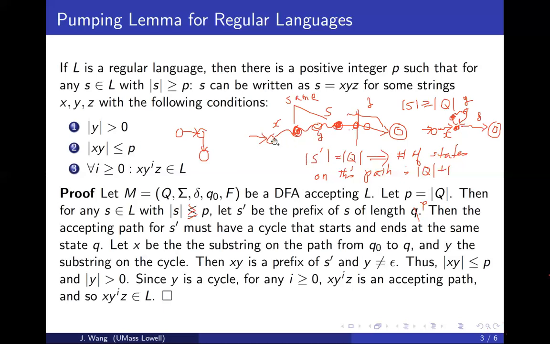And also we know that, because these two states are the same, the length of xy cannot be more than p, the number of states in Q. And also y is not empty. So then you can pump it up and you can pump it down. That is the property that every regular language must have.